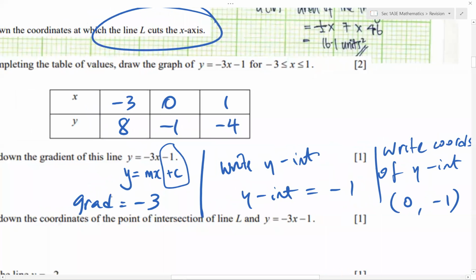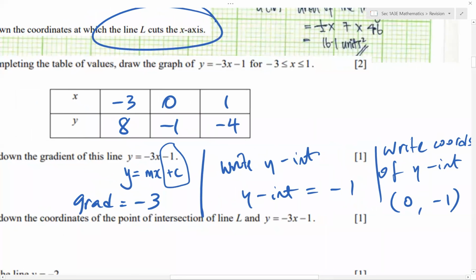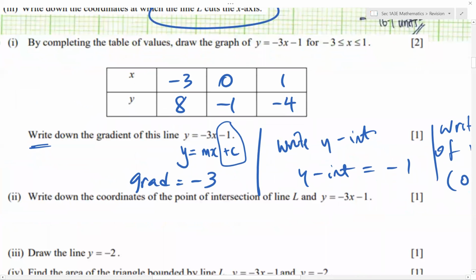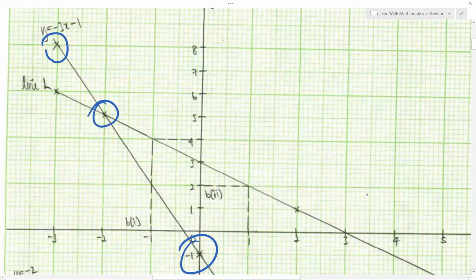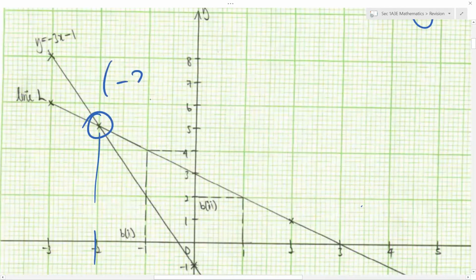Next is to write down the coordinates of the point of intersection. Where do the two graphs intersect? Here, this is where they intersect. And the coordinates start with the x value, negative 2, y value, 5. Not difficult at all.